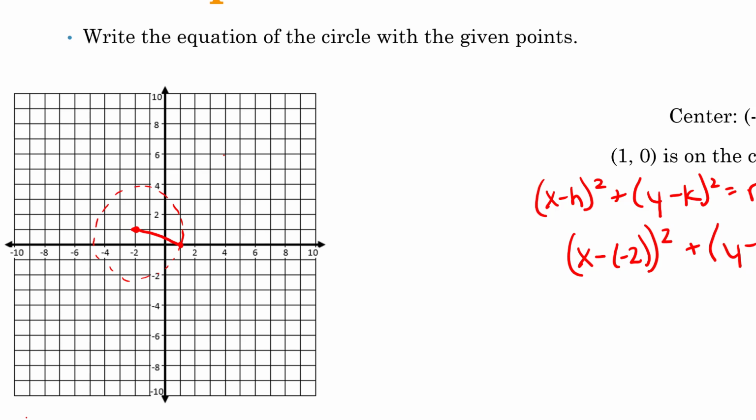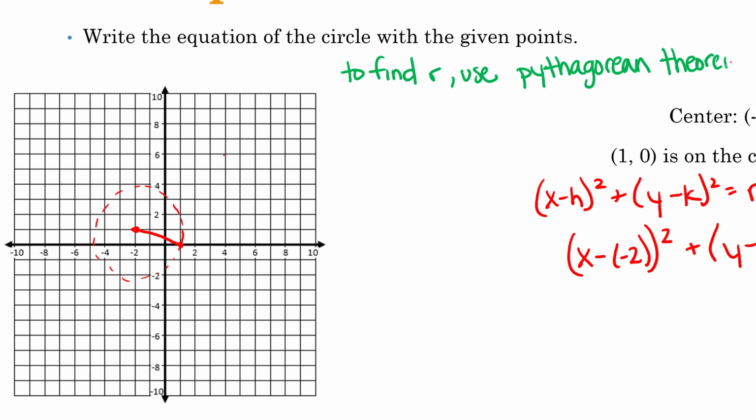Remember, to calculate distance, we can use the Pythagorean theorem. So to find radius, we need to use the Pythagorean theorem, which is a squared plus b squared equals c squared. First thing we're going to do is draw in the right triangle. Draw it in, count the boxes. So it's 1 high and 3 across. Those become the a and the b because of the sides of that right triangle. 1 squared plus 3 squared equals c squared.